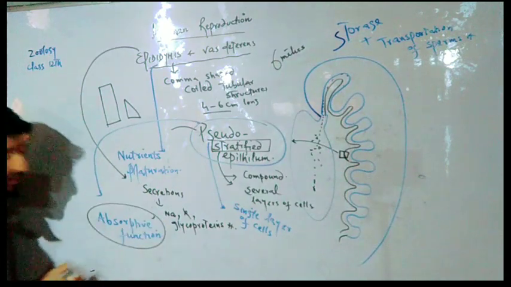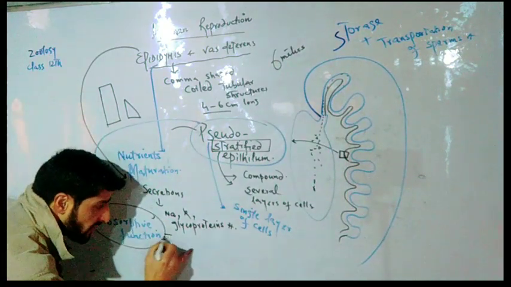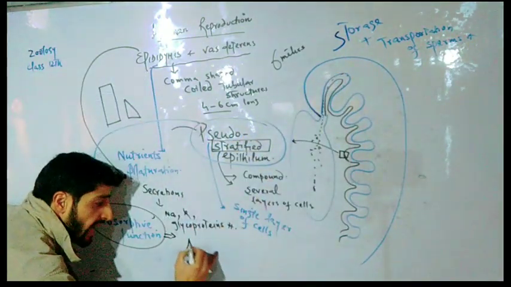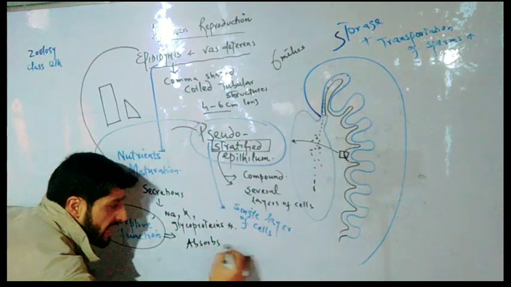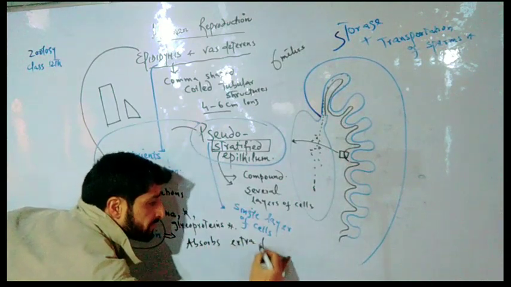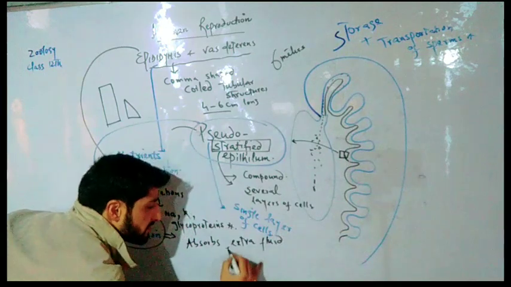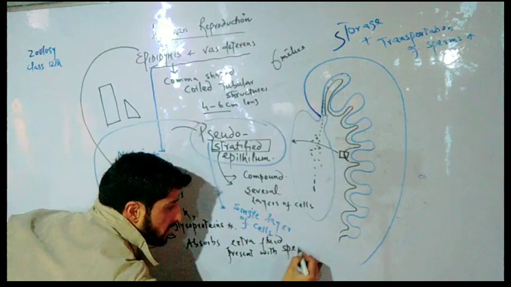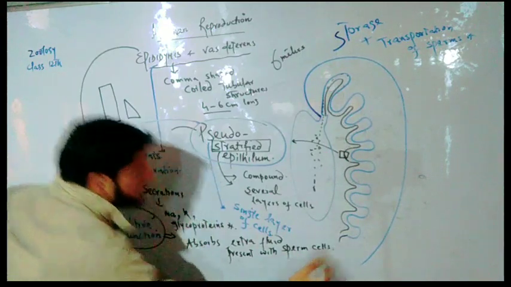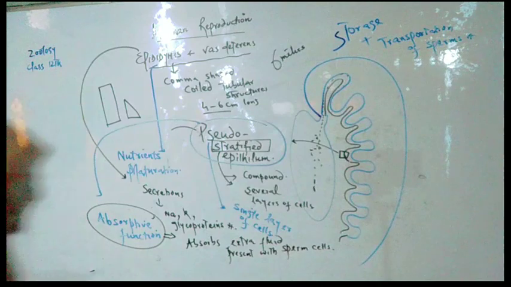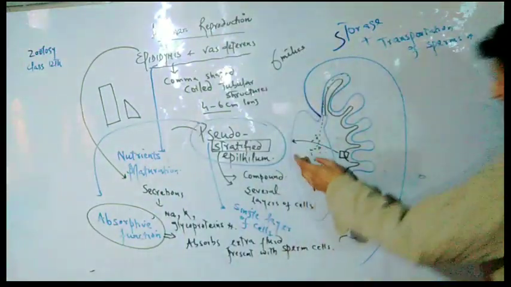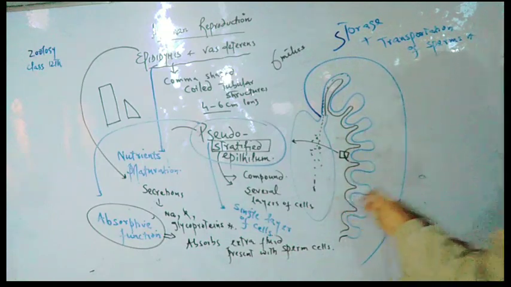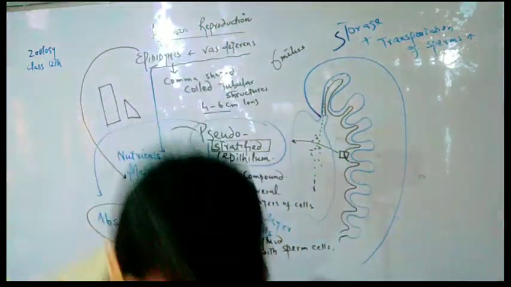It has absorptive function. When I say it has absorptive function, I mean it is this wall of epididymis that absorbs extra fluids present with sperm cells. Along with sperm cells, the additional fluids, if any, are actually absorbed in the wall of epididymis. Now, next point.